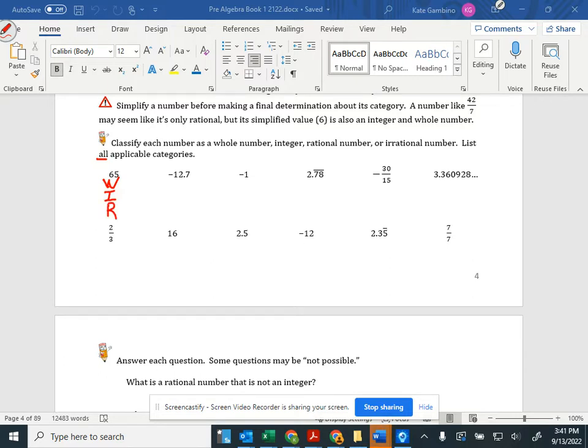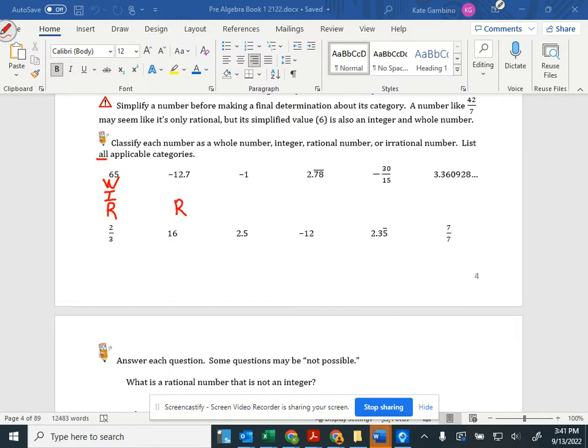Negative 12.7. Well, it can't be a whole number because it's negative. It can't be an integer because it has the decimal point. So it is just rational because that decimal point ends. So we know that it's not an irrational number because our decimal ends.